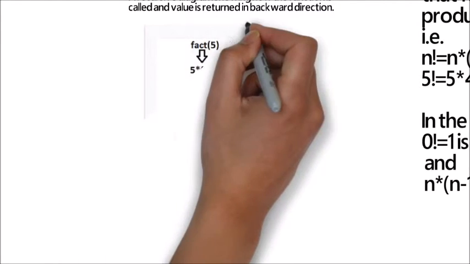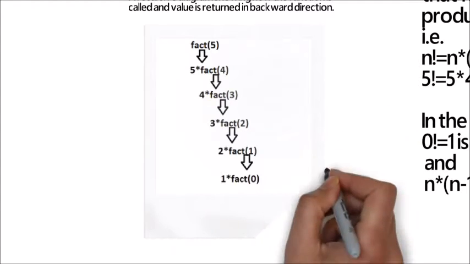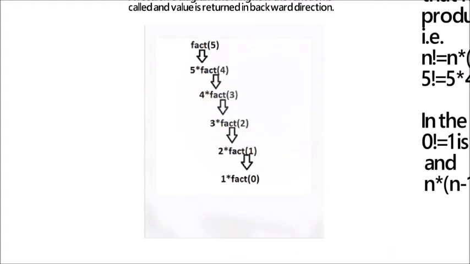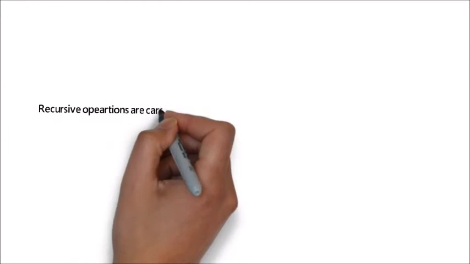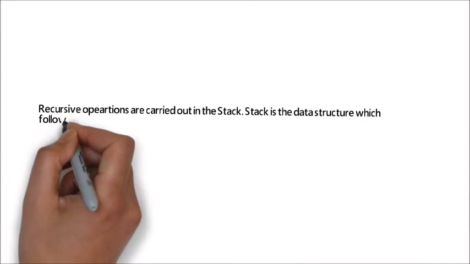Here is a diagram showing how the recursive function is called and the value is returned in backward direction. To calculate the factorial of 5, fact 5 equals fact 4, that equals fact 3, and at last our base case is fact 0 equals 1, and from there it starts returning the value, and we are able to find the fact 5. All the recursive operations are carried out in this stack.